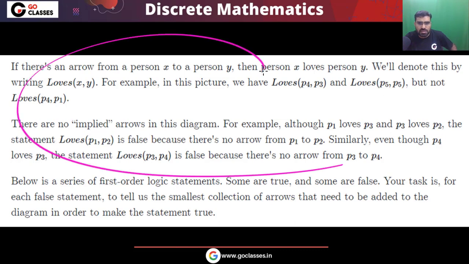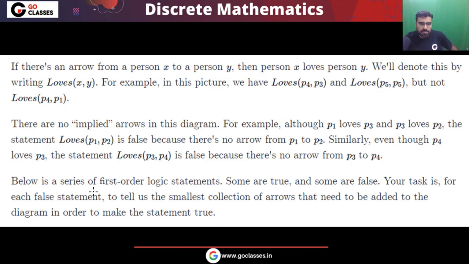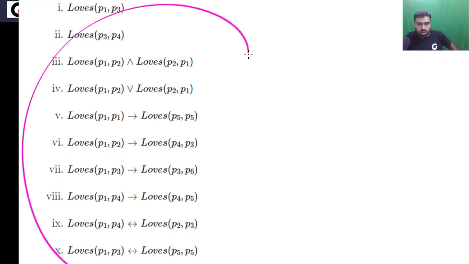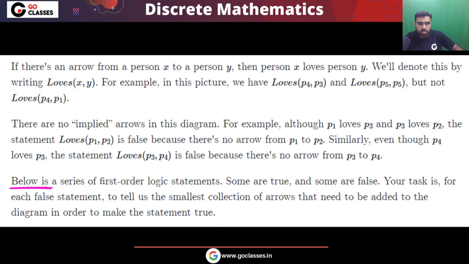So this is the question. I hope you understood the question. Now the question says that below is a series of first order logic statements. You have to tell us which of them are true and which of them are false.